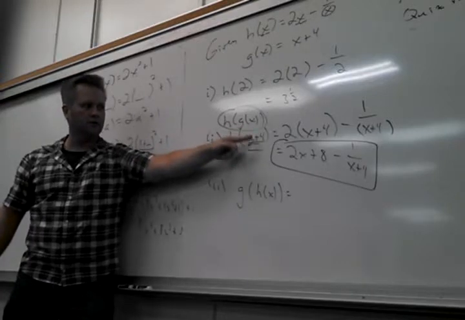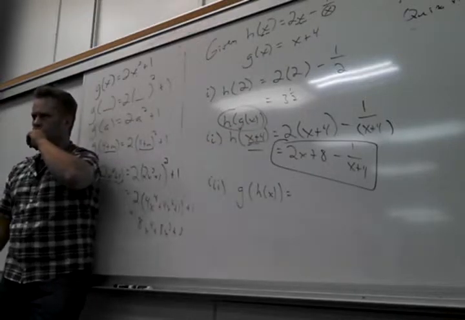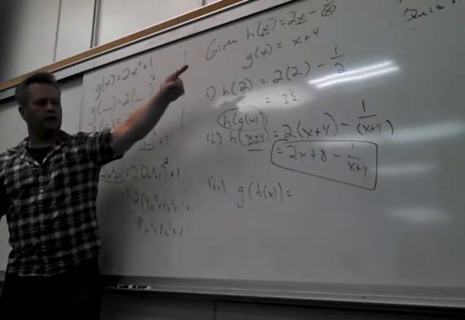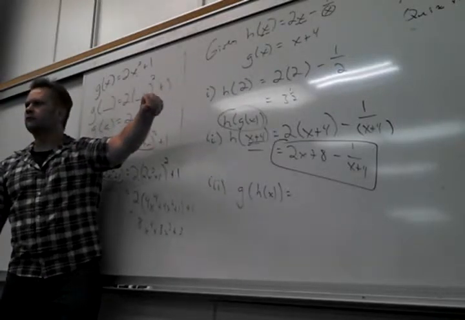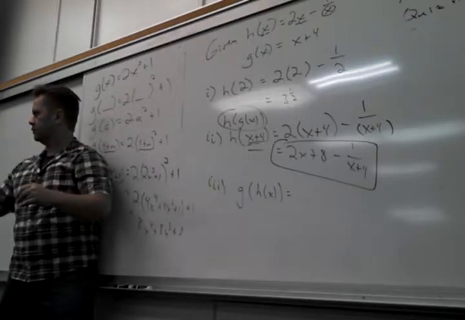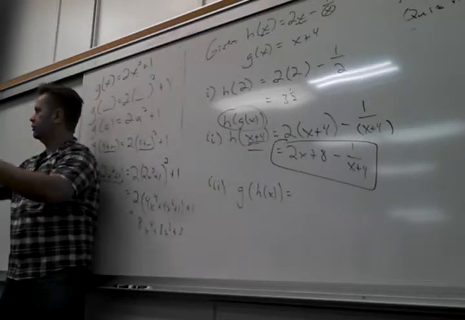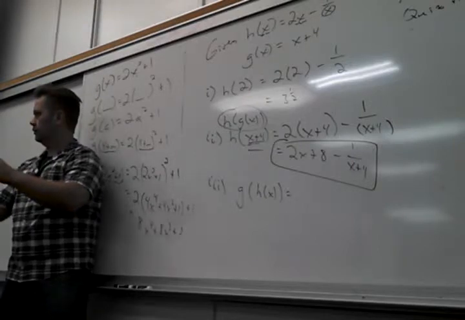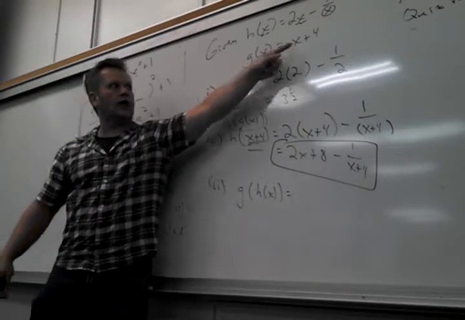What is g? This? Okay. So this last one, what does g do to anything? It adds 4 to it. So if it's g of x, it would add 4 to x. If it's g of a, it would add 4 to a. Whatever is in here is what it adds 4 to. Right.